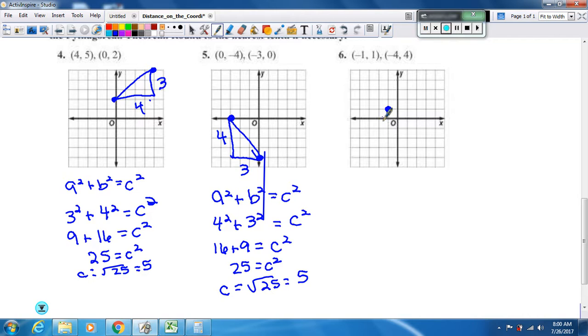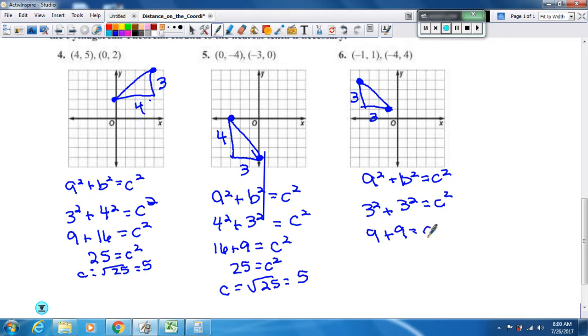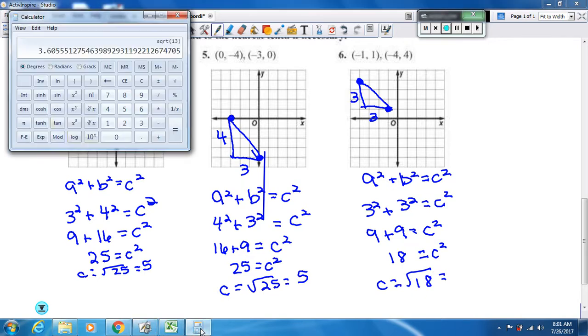Okay, the next one, negative 1, 1. Negative 4, 4. Here's my hypotenuse. I draw on the triangle that is 1, 2, 3 units high and 1, 2, 3 units long. Okay, a squared plus b squared equals c squared. A is altitude, 3 squared, plus, well, the base is also 3. 3 times 3 is 9 plus 9. So I get 18 for c squared. That means c is the square root of 18, which is 4.2.